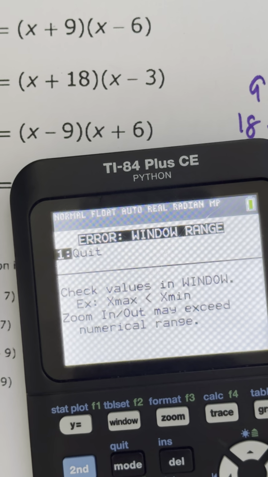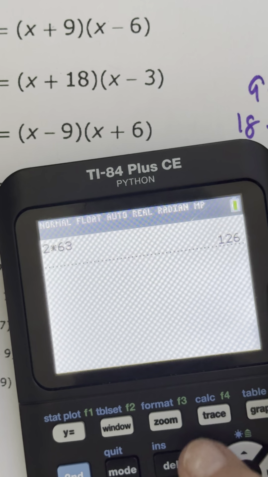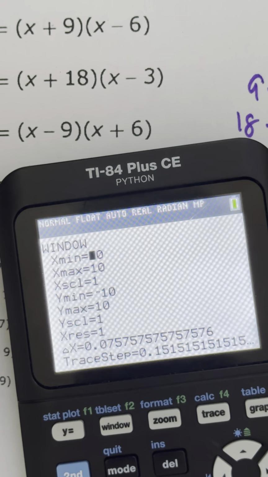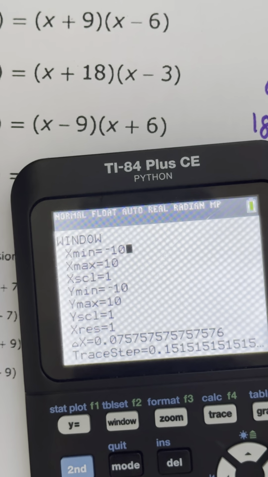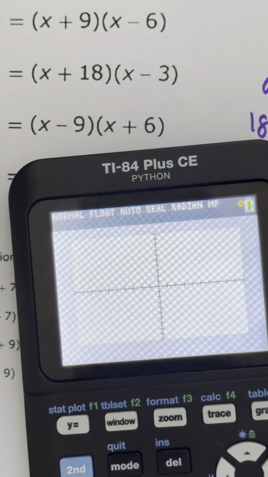Oops. Quit window. I need a zoom standard. I did not reset this calculator. Just quit. And window. So you should have -10. Your min has to be smaller than your max. So I'm just setting it up normal. Zoom standard. So there's our parabola, and there is our line.